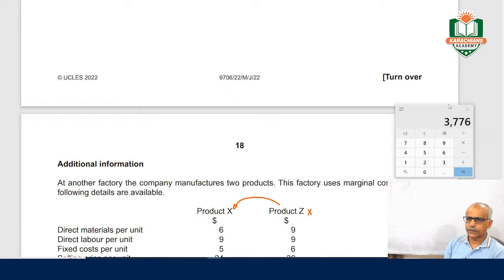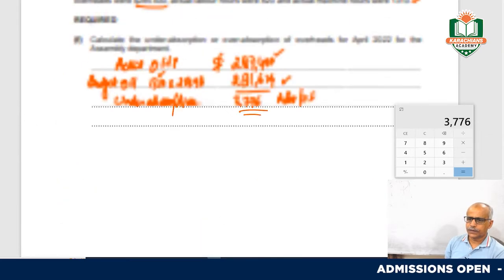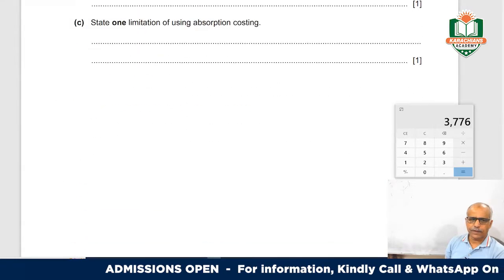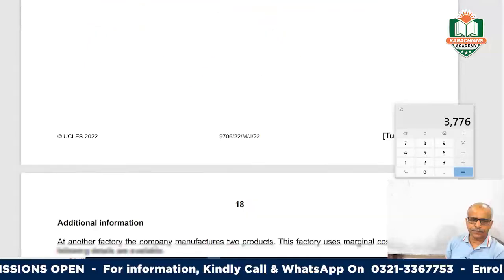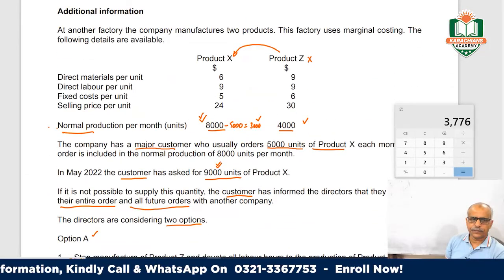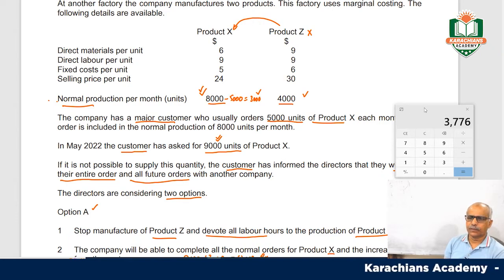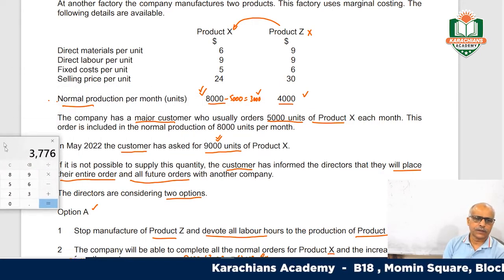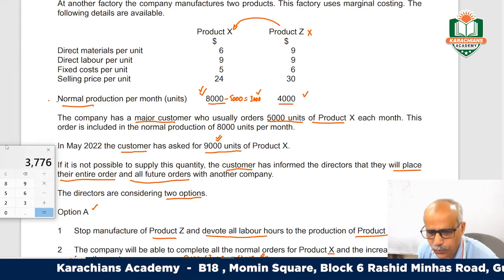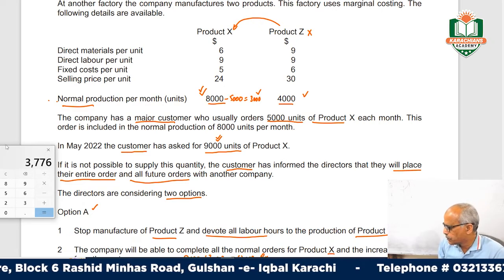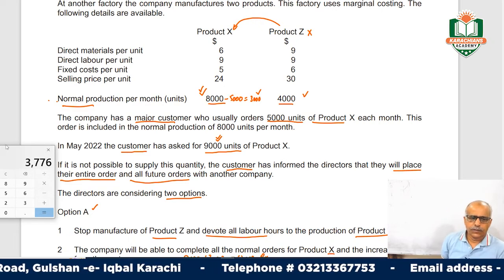Now we have understood the whole question. So you have to work out profitability for both the options. Then let's move on and see option A.